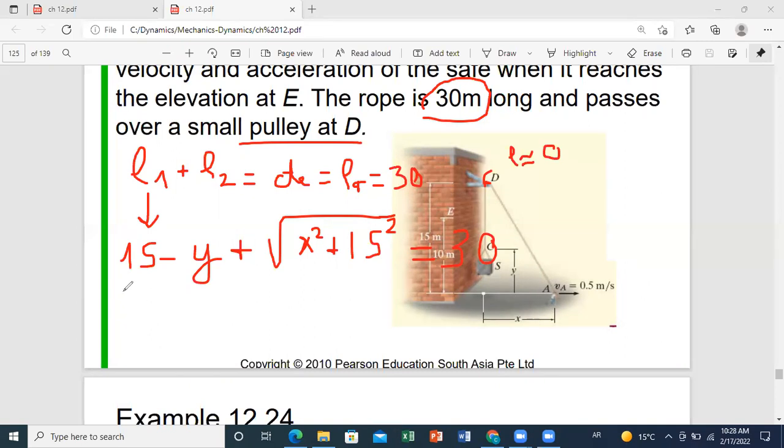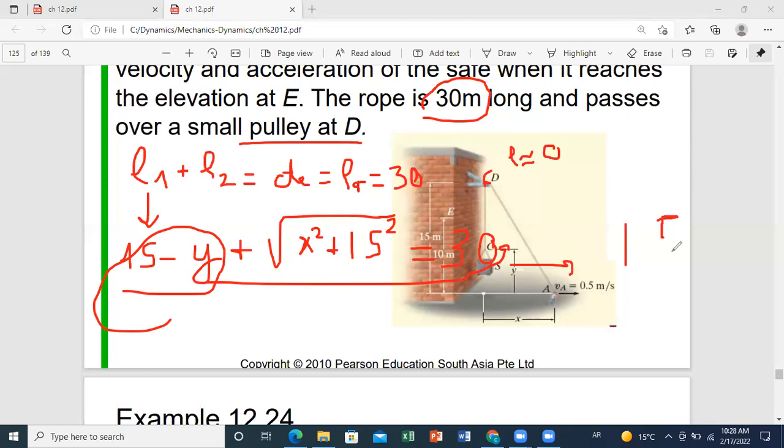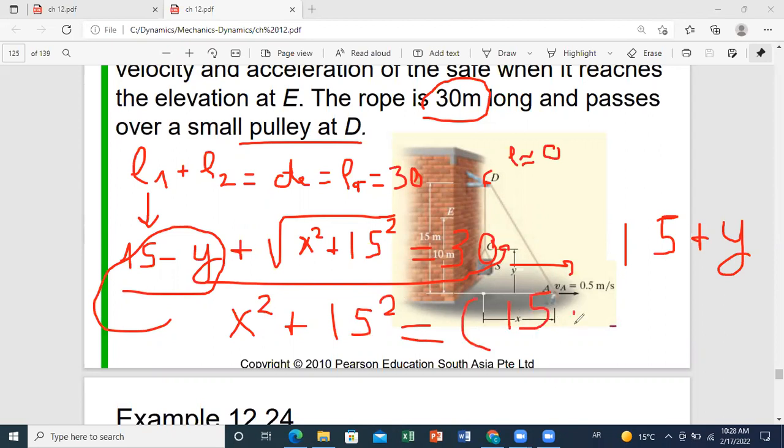So if you take 15 minus y to the other side, what do you get? Square both sides. Yeah, and you do square for both sides, okay? So if I take 15 minus y to the other side, for the other side I get 30 minus 15 plus y, okay? And if I do square for both terms, I get that x squared plus 15 squared is equal to 15 plus y squared. And this is a form that is much easier to derive, okay?